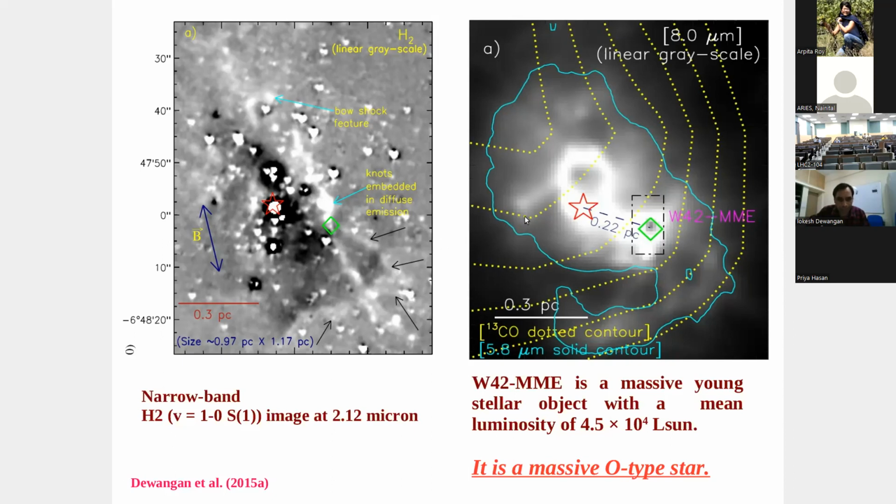Now look at the same field of view in the 8 micron image. This is the location of MME, and you see the point-like source here. If you do the spectral energy distribution modeling of this source, we derive a mass of almost 20 solar masses, and the luminosity is 4.5 times 10 to the power 4 solar luminosities.